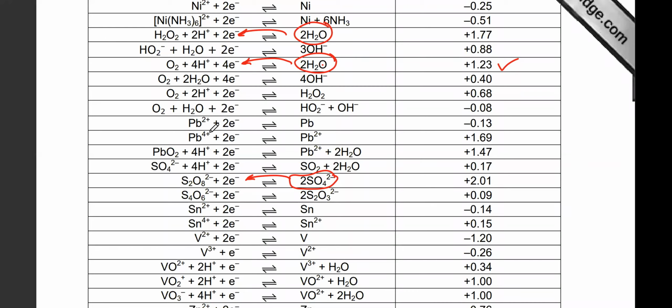It will shift to the right, and if it shifts to the right, the potential would increase. Instead of being 1.69, it's probably going to become 1.8. Is that clear?